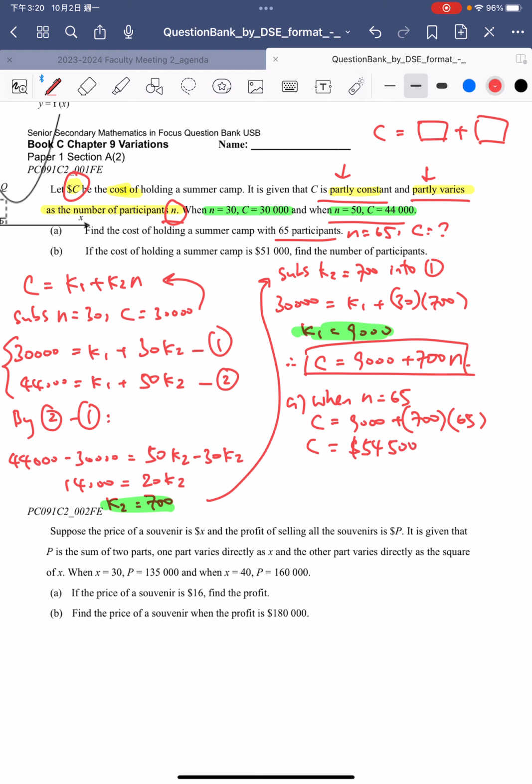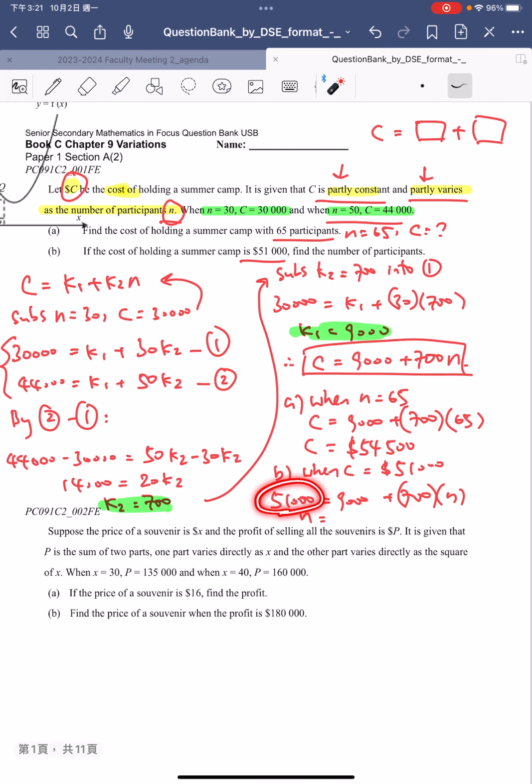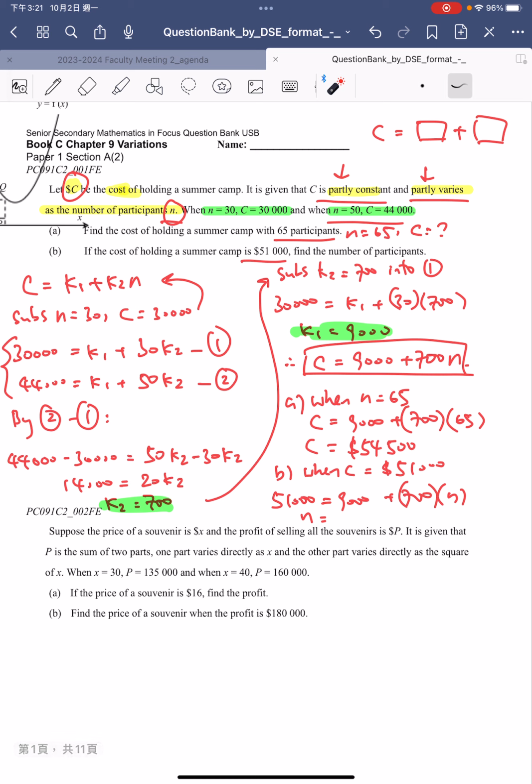54,500. So for part B, it's actually similar because they said the cost is 51,000. So now we have when C is equal to 51,000, then we can find out the value of N. Then we substitute in, we have 51,000 is equal to 9,000 plus 700 times the value of N. That's the value we need to find out. So N is equal to, using 51,000 minus 9,000 gives you 42,000, then divided by 700, this will give you N is equal to 60.